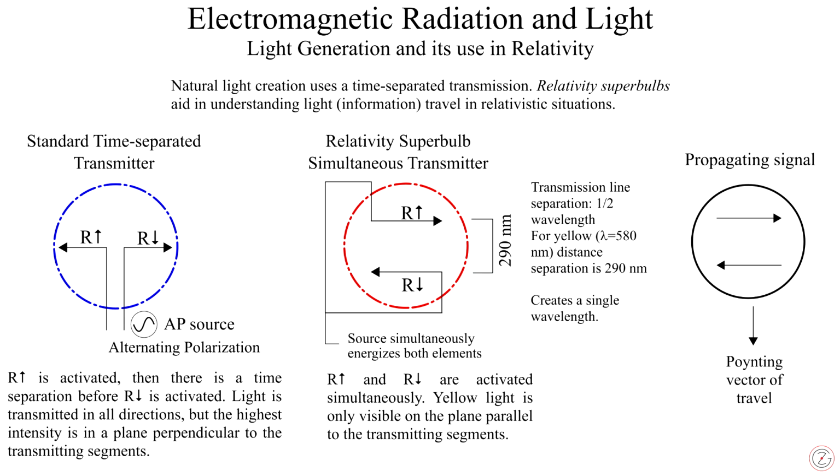For relativity analysis, another method of light generation must be employed. The red circle transmitter uses simultaneous generation. It is called a relativity superbulb to distinguish it from a typical AP transmitter. It produces a single wavelength of light at a time. For the analysis of fast-moving light generators, it is important to have this methodology available.